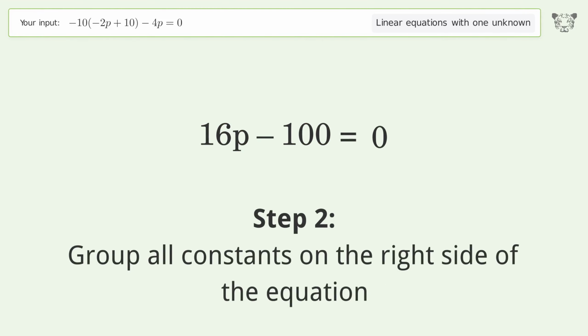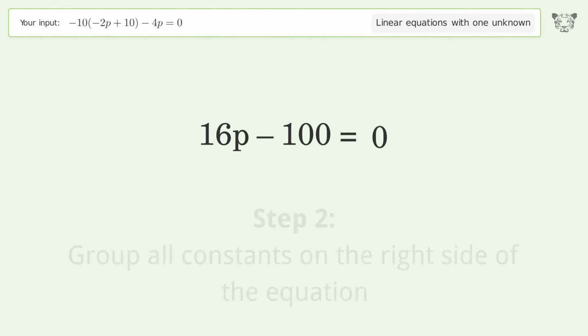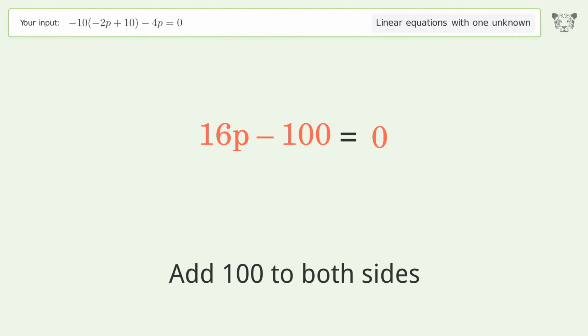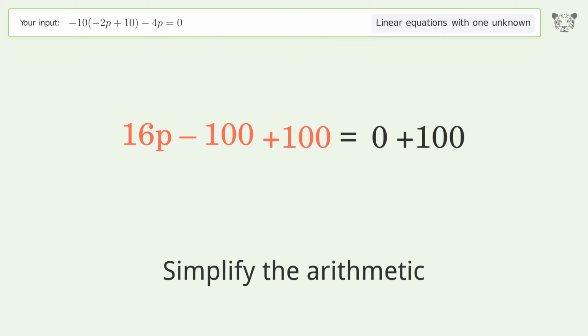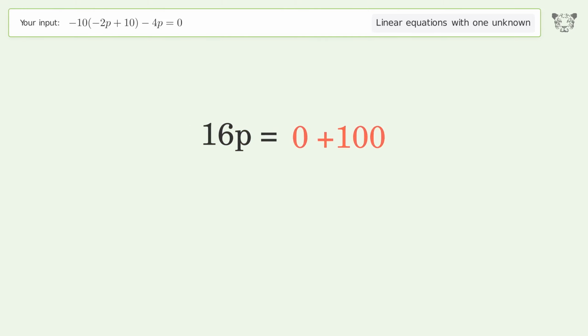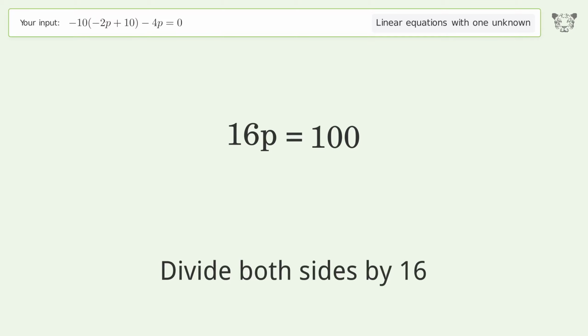Group all constants on the right side of the equation. Add 100 to both sides. Simplify the arithmetic. Isolate the p. Divide both sides by 16.